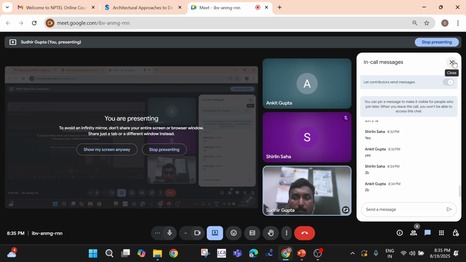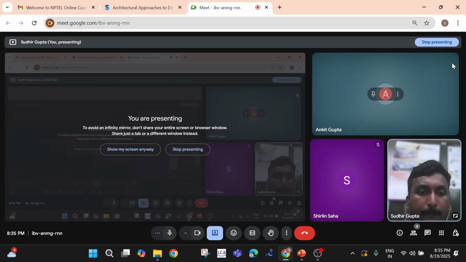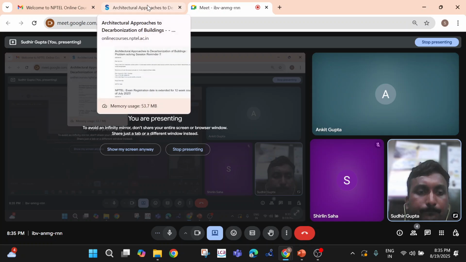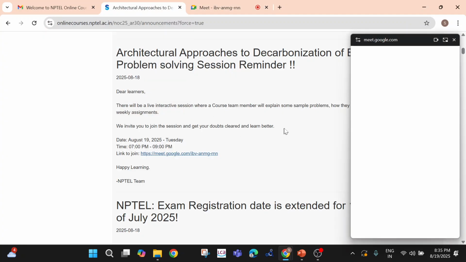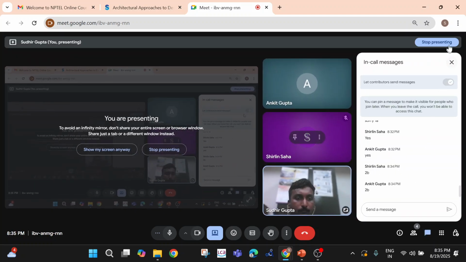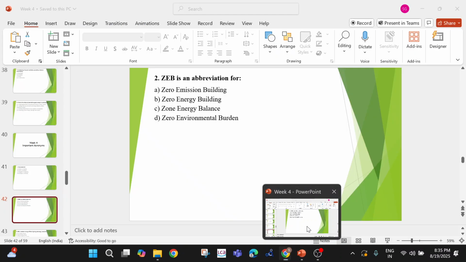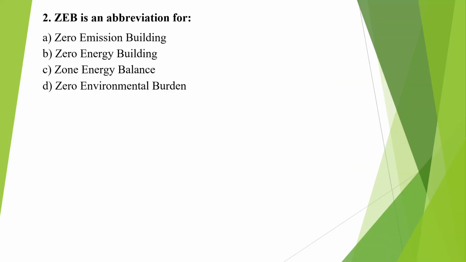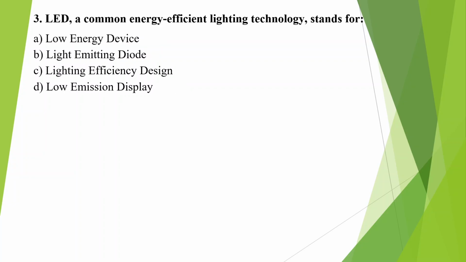So you are going for option B. I can see B is opted by most of you. Zero energy buildings. This is the abbreviation commonly used that aims to minimize the operational energy through smart design, renewable energy integration, and efficient technologies. Correct. So let's move to the third question.